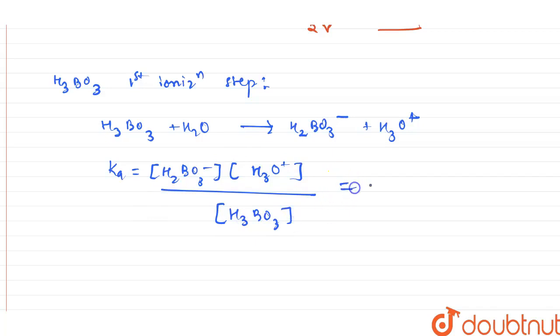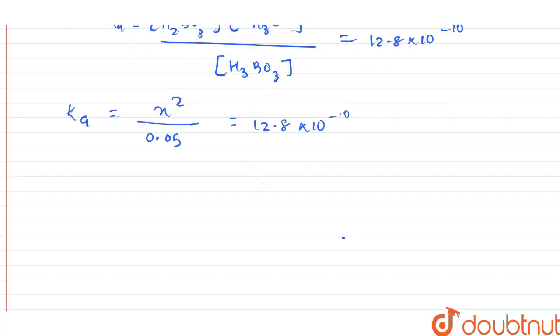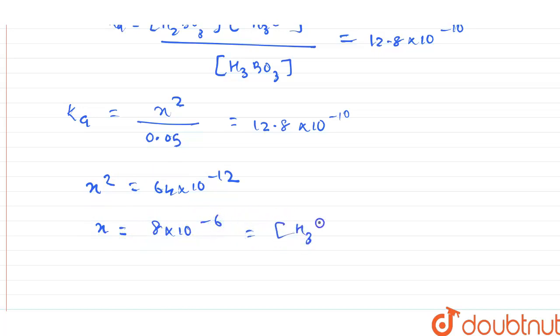In the question, it is given to be 12.8 into 10 raised to minus 10. Now we have the values for each and every term. So Ka will be equal to x square divided by 0.05, which will be equal to 12.8 into 10 raised to minus 10. If I want to find the value of x square, I will cross multiply it, and x square I will get to be 64 into 10 raised to minus 12, which will give me x equal to 8 into 10 to the power minus 6. This is also the concentration of H3O plus.